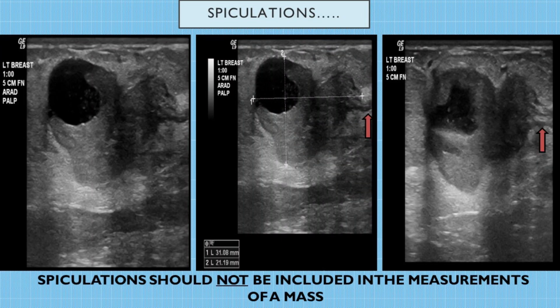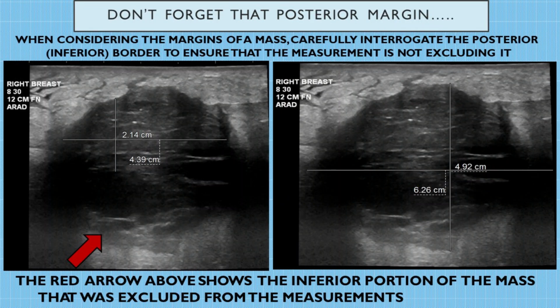Spiculations are long lines of tumor extension that protrude from a mass. Think of octopus legs. Spiculations should not be included in the measurements of a mass. On these images, you can see where the two red arrows are. These are showing the spiculations that are coming off the edge of this mass, and note that they are not included in the measurement.